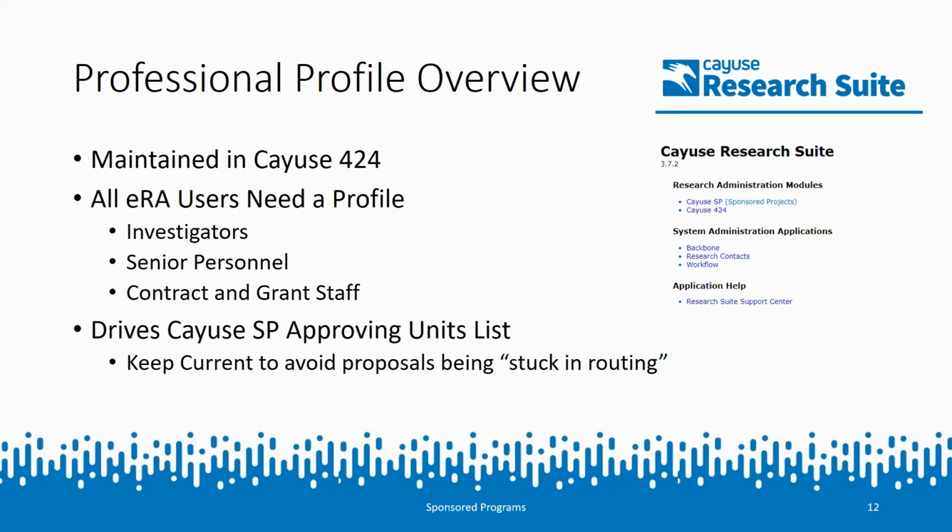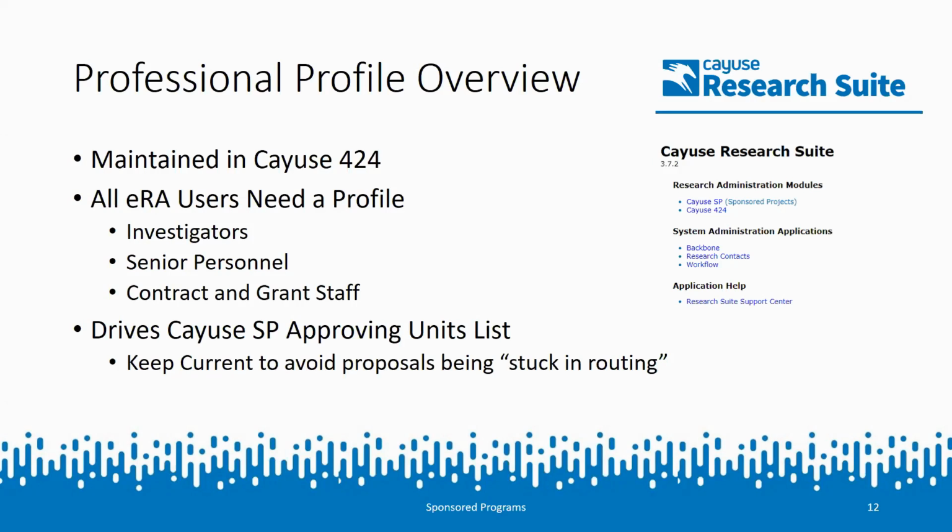Now, the 424 professional profiles, which you get to from Cayuse 424, actually drive your profile in SP. So everyone who's going to work on the proposal process at UC Davis needs a profile in 424. It is critical. Even if you're not going to use 424, it is very important. So it's investigators, senior personnel, contract and grant staff, anyone else who's going to be assisting, right? You want to make sure they're set up.